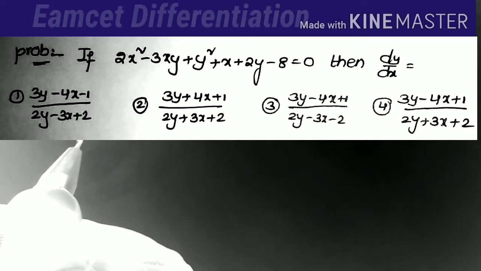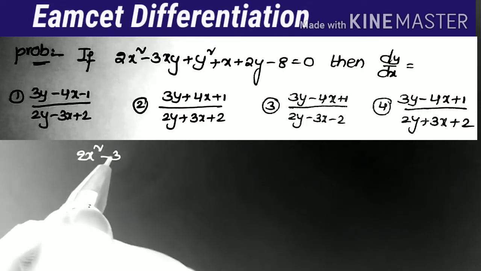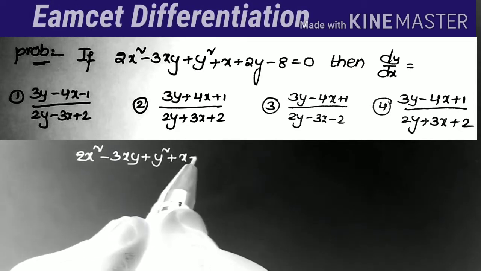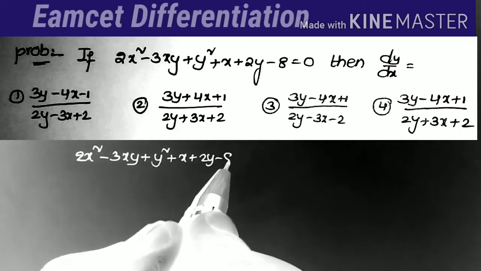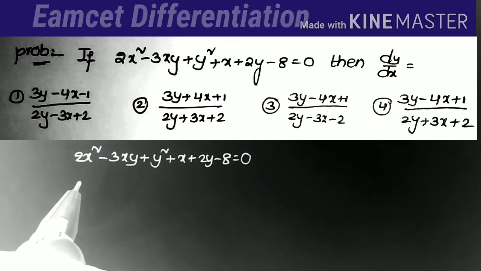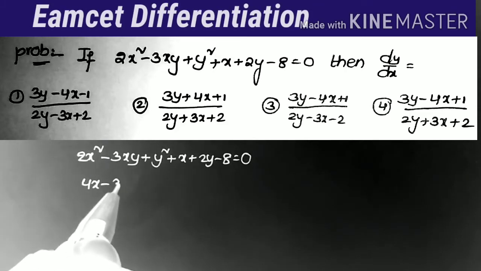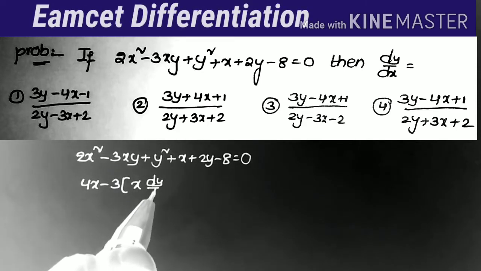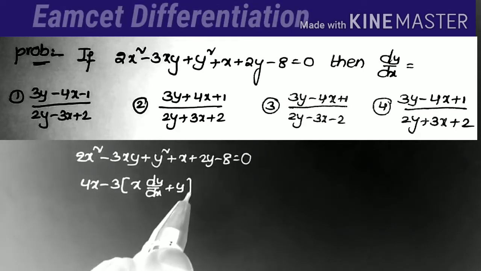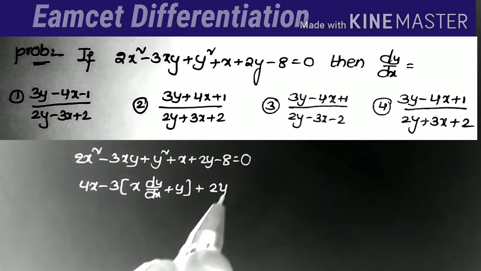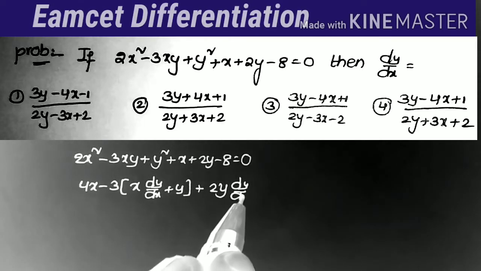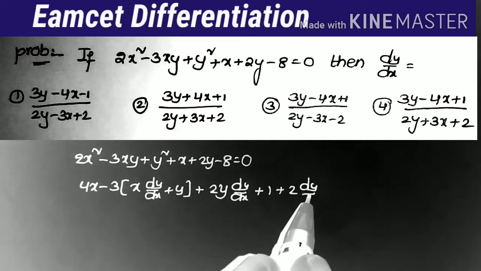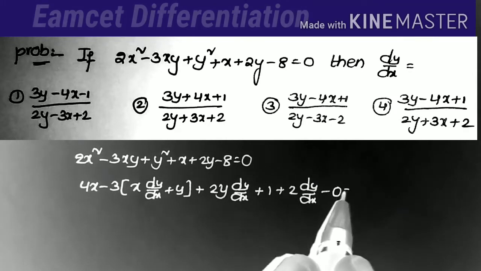The next problem. If 2x square minus 3xy plus y square plus x plus 2y minus 8 is equal to 0, then what is dy by dx? Just doing the derivatives here. 2 into 2x, 4x minus 3 into xy. xy means we take the uv rule. x into dy by dx plus y into 1 plus y square derivative 2y into dy by dx. x derivative 1, 2y derivative 2 into dy by dx, minus 8 derivative 0.